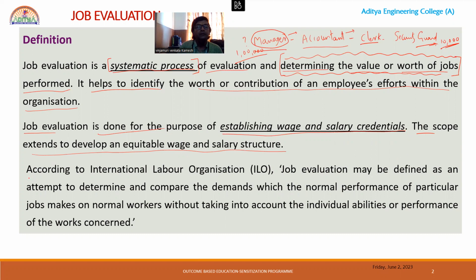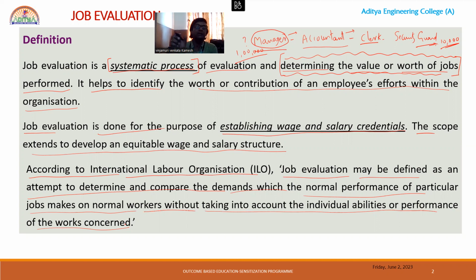And there is a definition. If you are able to digest this, you can follow it. Otherwise, leave it, no problem. The International Labour Organization has given one definition. Job evaluation may be defined as an attempt to determine and compare the demands which the normal performance of a particular job makes on normal workers without taking into account the individual abilities or performance of the workers concerned. If you are unable to understand even a single word, don't worry, because the International Labour Organization is concerned with each and every word precisely.